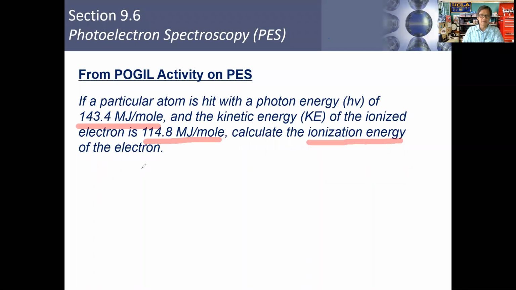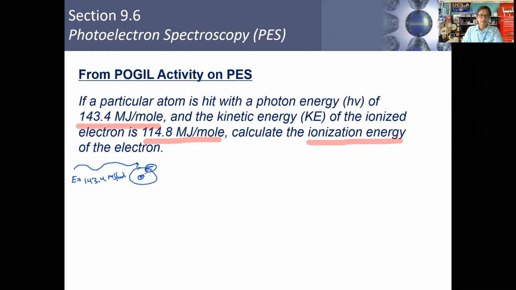So here's our atom. Let's call this the generic atom here. And this is our electron that's sitting out here, okay? So we're looking at this electron here. So our photon of energy here is going to move in. Okay? The energy of the photon is 143.4 megajoules per mole, which is equivalent to the electron volt that I talked about here.